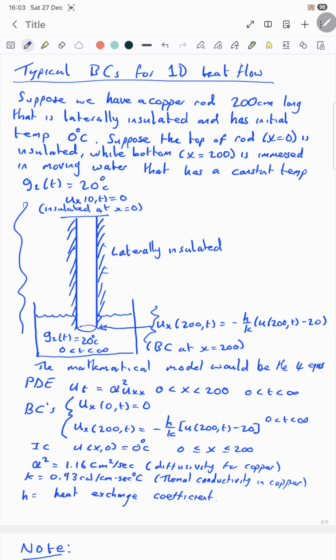The mathematical model would be the 4 equations with initial conditions at 0 degrees, and x is between 0 and 200. Now alpha equals 1.16 centimeters squared per second, and this is the diffusivity of copper, and K is 0.93 calories per centimeter per second. Now this is the thermal conductivity of copper.